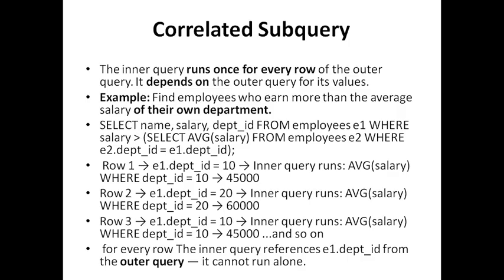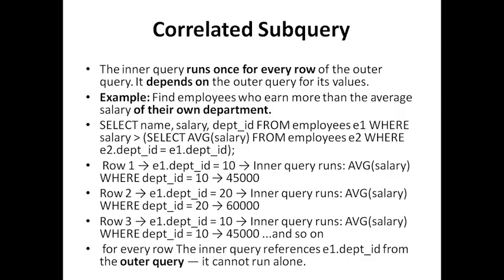Consider the query. Select name, salary, department ID from employees E1 where salary > (select average salary from employees E2 where E2.department ID = E1.department ID). So here the employee table has two alias names, E1 and E2. The outer query has the alias name E1 and the inner query has the alias name E2.